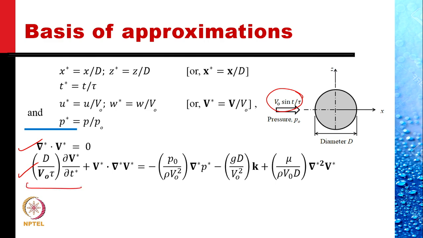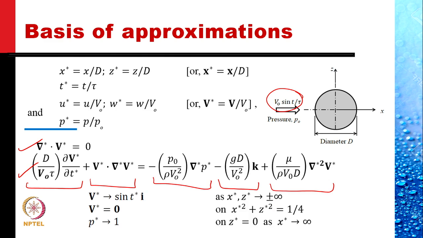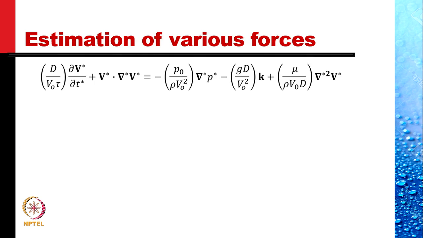This is the unsteady flow term. This is the convective acceleration term. This is the pressure force term. This is the gravity force term, and this is the viscous force term. We have to normalize the boundary conditions as well, and these are the resulting boundary conditions. So this is what we had.